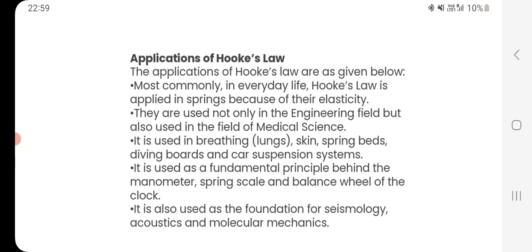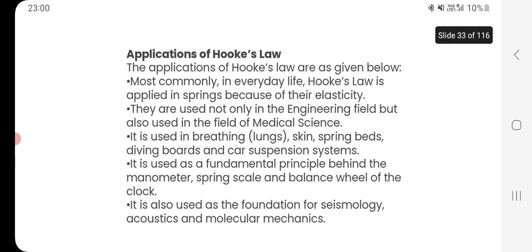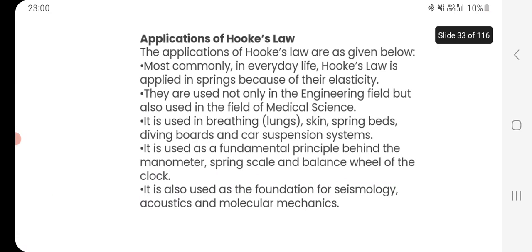Now we are going to know the applications of Hooke's law. The applications of Hooke's law are as given below. Most commonly in everyday life, Hooke's law is applied in springs because of their elasticity. They are used not only in the engineering field but also in the field of mechanical science.